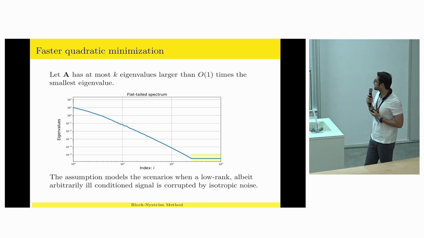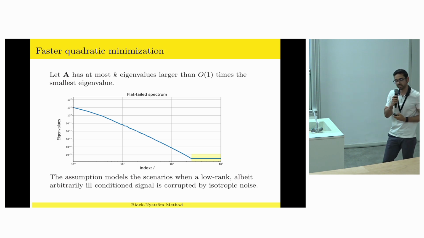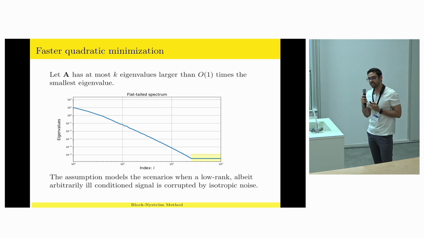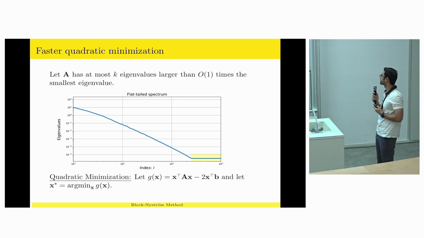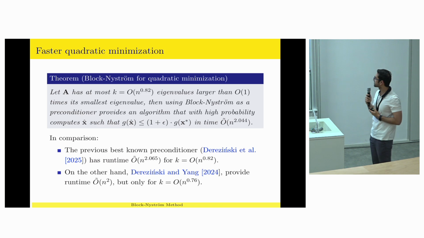Suppose A is some matrix which has at most k large eigenvalues. What I mean by that is, after the kth eigenvalue, all the remaining ones are within a constant factor approximation of the smallest one. And this model is not completely made up. It arises in various spiked covariance models and other settings, so it's an important one. And suppose the task at hand is this quadratic minimization. There is this function g, which is quadratic in x, and the Hessian of the function is A.